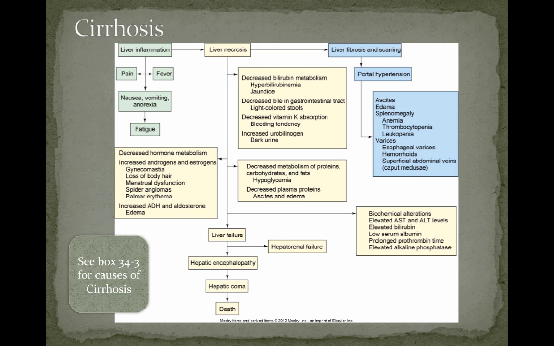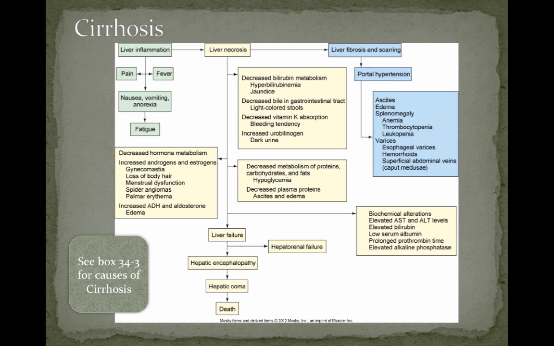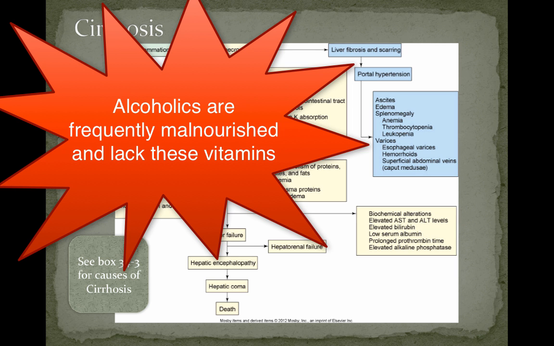Alcoholics are at risk because the toxins cause the disease. Many alcoholics themselves are malnourished as well, and they lack the nutrients that the liver cells need to regenerate. One of the most important things that it needs is folate and thiamine. Thiamine and folate, which are B vitamins, are required for liver cells to actually be able to regenerate. But if alcohol is your primary dietary source, you are lacking. Many of these patients will lack these B vitamins.